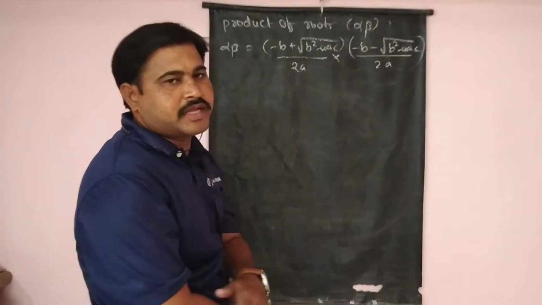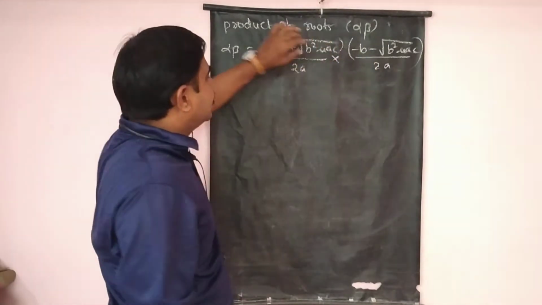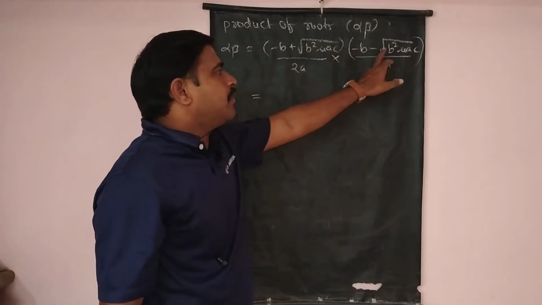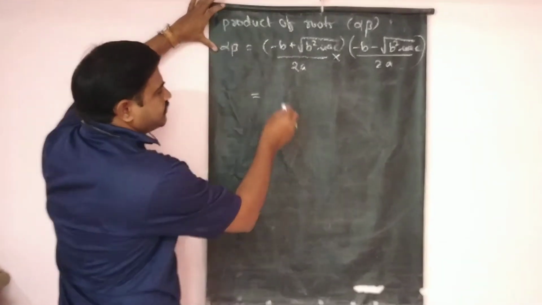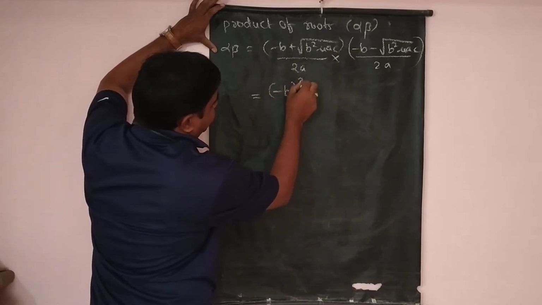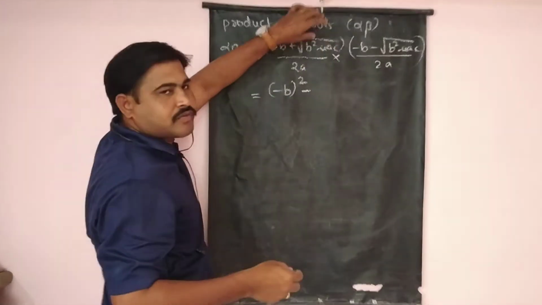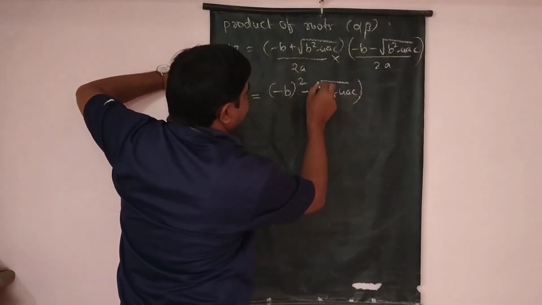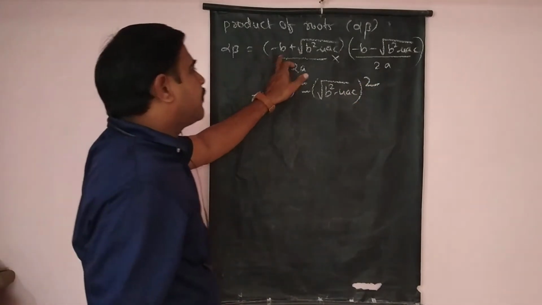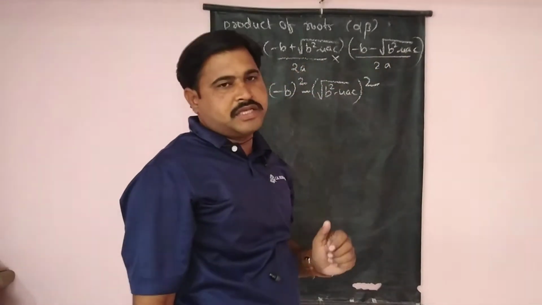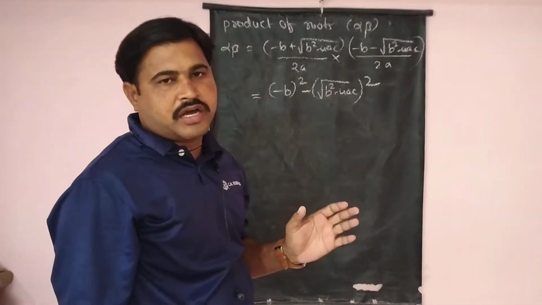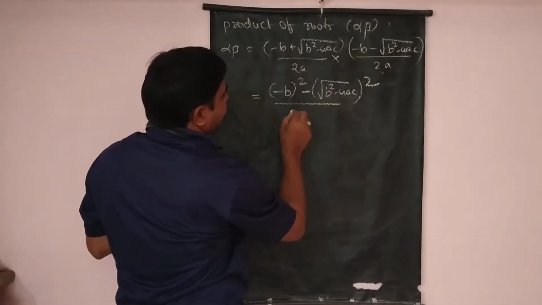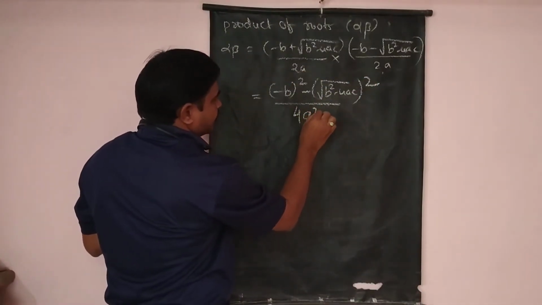Numerator to numerator multiplication, denominator to denominator multiplication. Here the numerator is in the form of (a plus b)(a minus b), which gives a square minus b square. Here a is minus b, and b is the square root of b square minus 4ac, so in place of b we have b square minus 4ac. Since (a plus b)(a minus b) is given, you should write a square minus b square. In the denominator, 2a into 2a is 4a square.